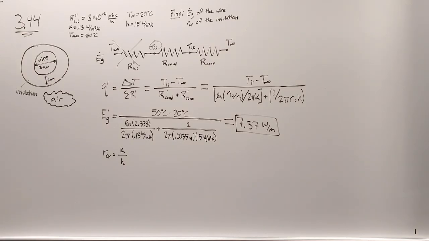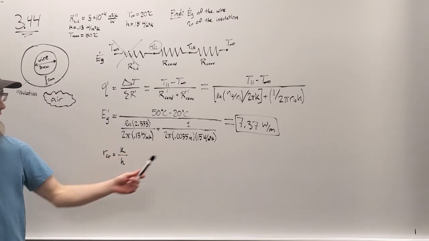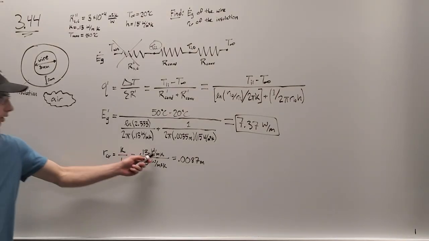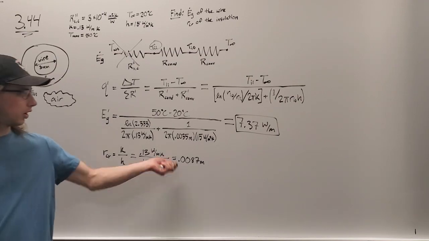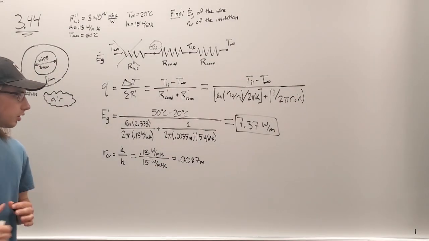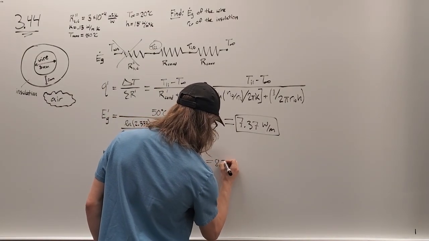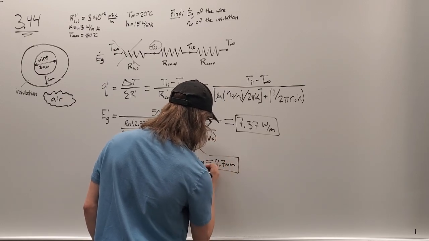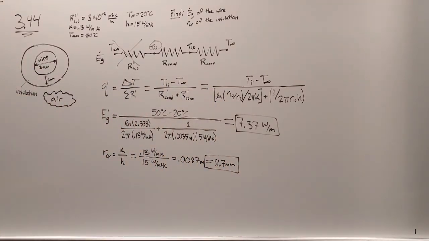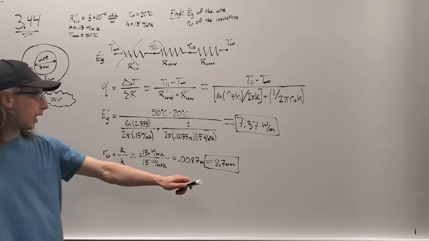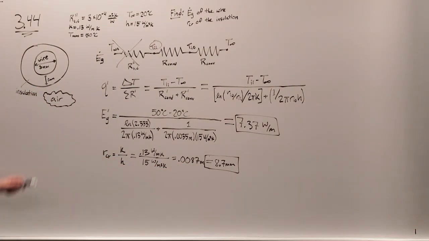It is actually very easy to solve. It is just a ratio of the thermal conductivity to the convection coefficient, which means we already have everything and we can just plug in and get a number. Plugging in those two numbers gives us an answer of 0.0087 meters, which we can just convert to 8.7 millimeters, a little more relevant unit for the problem. And that means that the ideal thickness would be 8.7 millimeters.